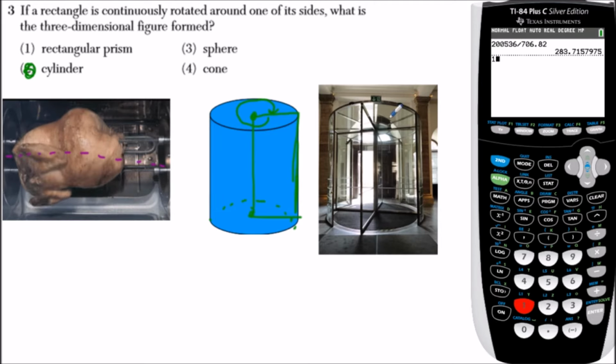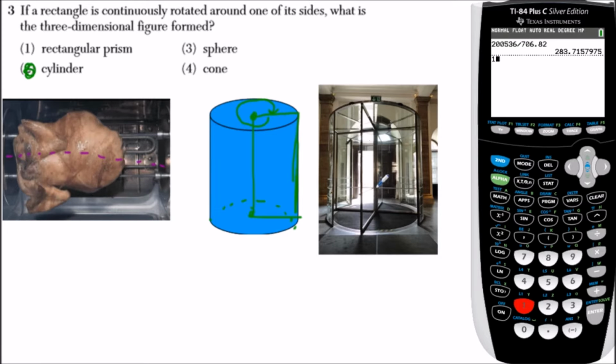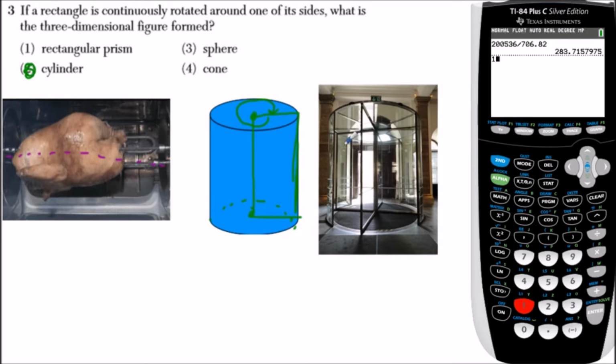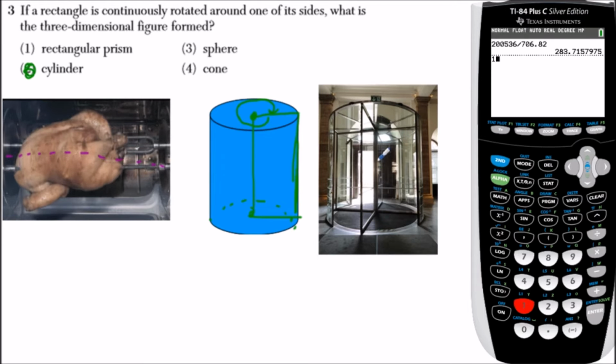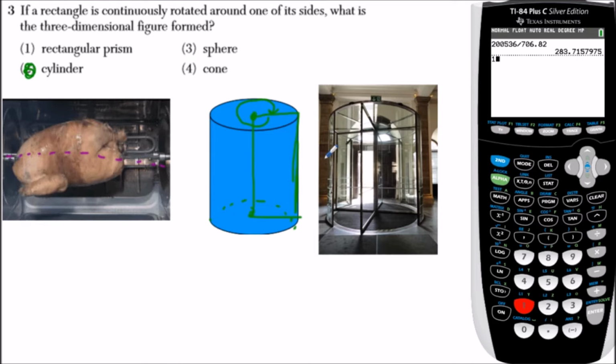A good concept of this in real life is the revolving door. You see all these glass pieces here are rectangles, and as it spins, it forms the cylindrical shape as it spins around. So choice 2 for this one.